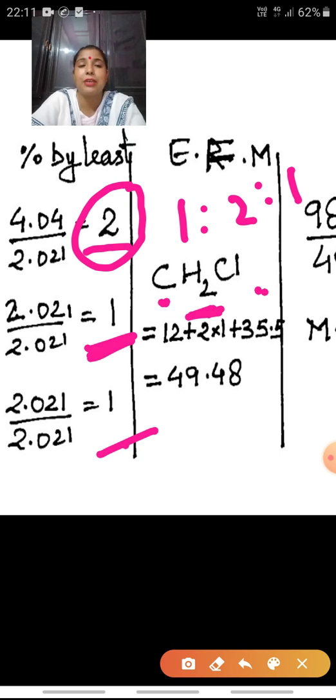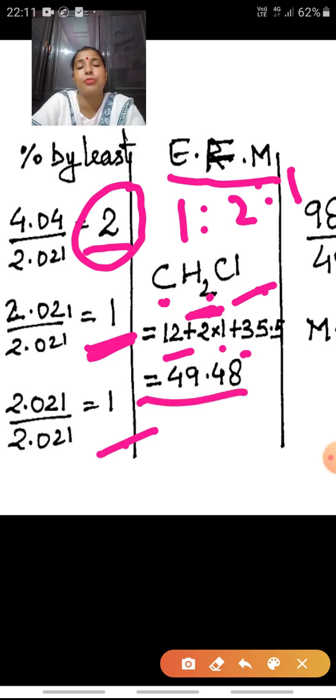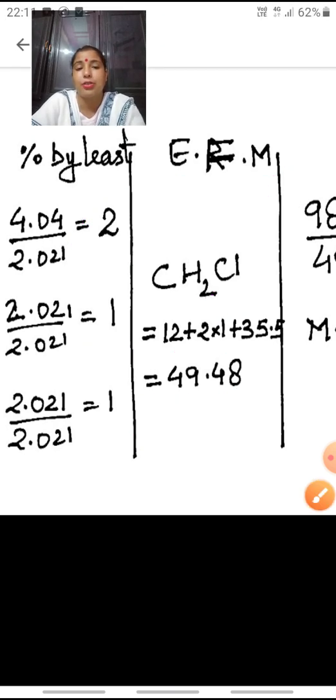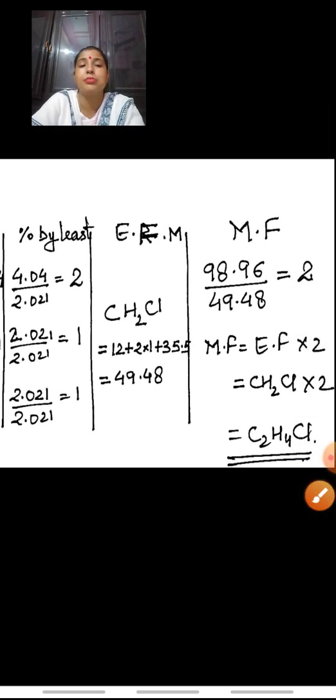Now, what are we calculating? EFM. What is EFM? It is the empirical formula mass. Empirical formula mass is 12, that is carbon, plus 2 into 1, that is hydrogen, plus 35.5, that is chlorine. So, we get the empirical formula mass as 49.48.